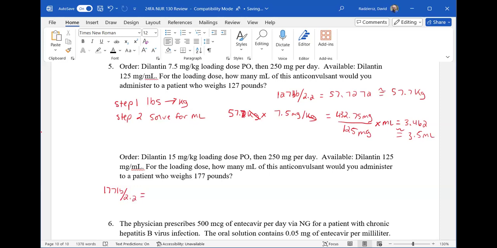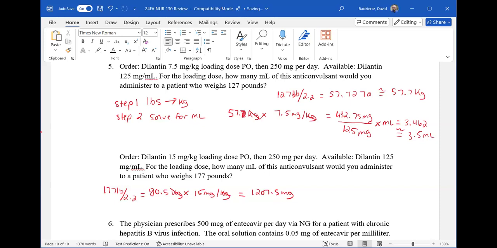177 divided by 2.2, I'm going to get 80.454545. So we're going to round that 4 to a 5 and say 80.5 kilograms. Then I'm going to take that 80.5 kilograms, multiply by my 15 milligrams per kilogram. Now we're going to get rid of the kilograms. 80.5 times 15, and I'm going to get 1,207.5 milligrams. So now I have milligrams, like a regular order you're already familiar with.